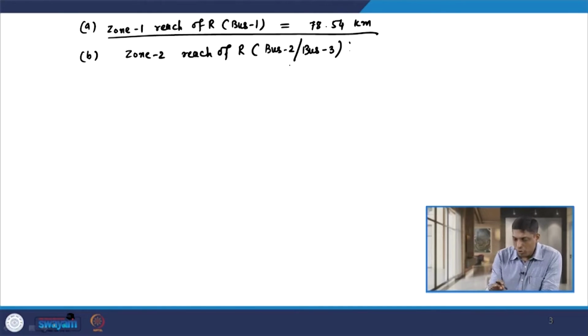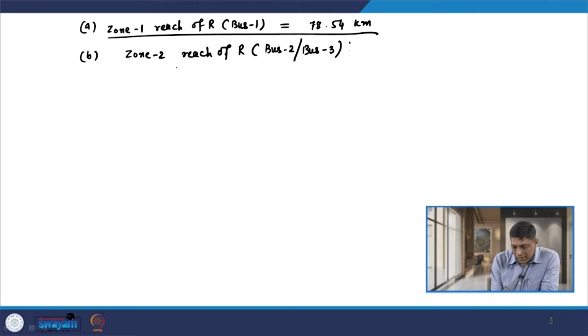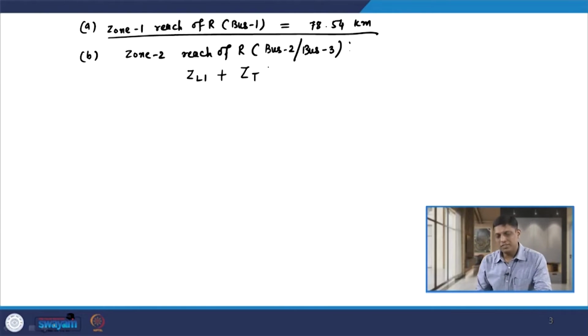So if I consider the figure, the zone 2 of relay R covers the entire length of line L1 plus the reactance of this transformer. So let us find out the total impedance of line L1 plus the reactance of the transformer. That covers the whole line length, so that is ZL1 entire line length plus the transformer reactance, let us call it ZT.